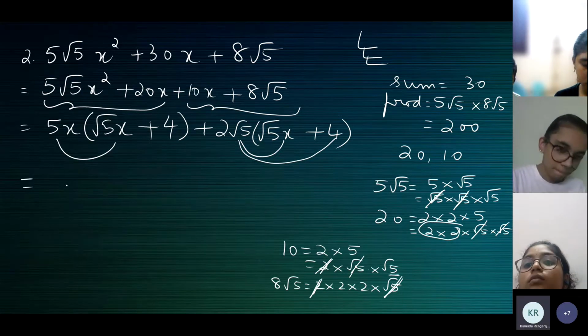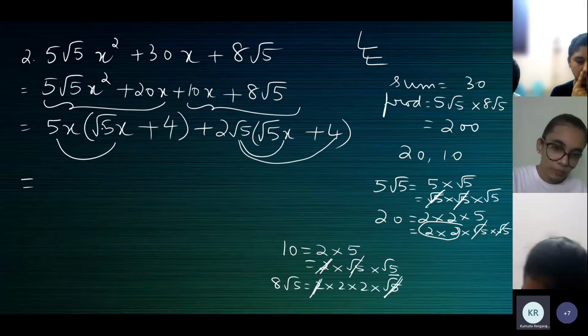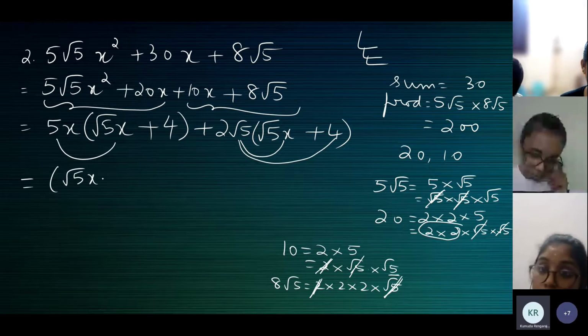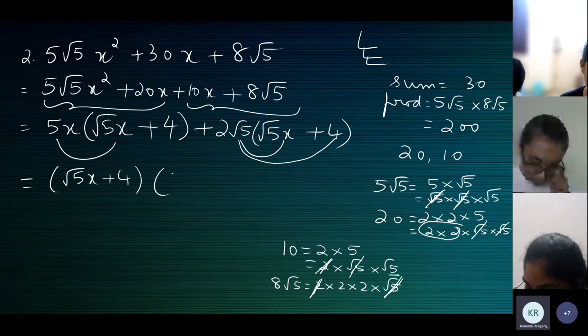So this is equal to. Now write out what is common, root 5x plus 4, root 5x plus 4. So write that out once, root 5x plus 4. And in the other bracket, you will write 5x plus 2 root 5.